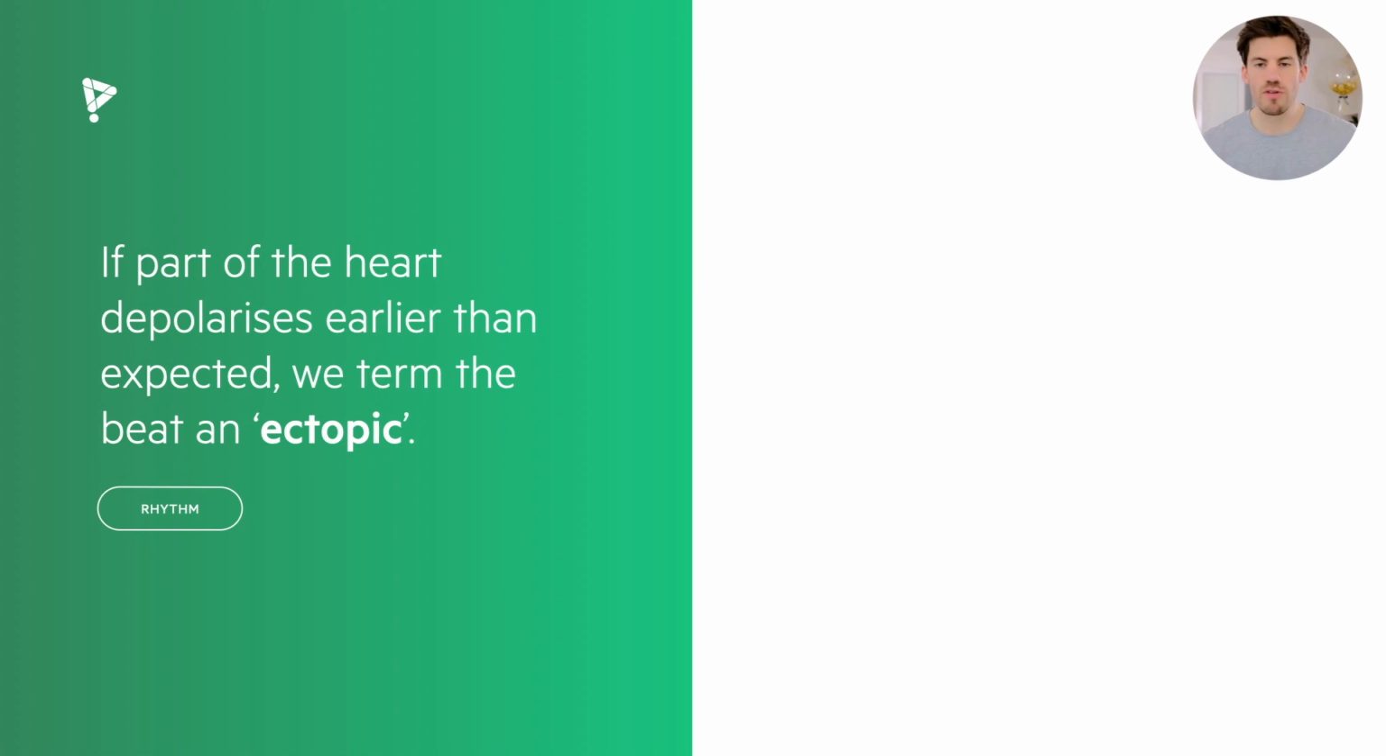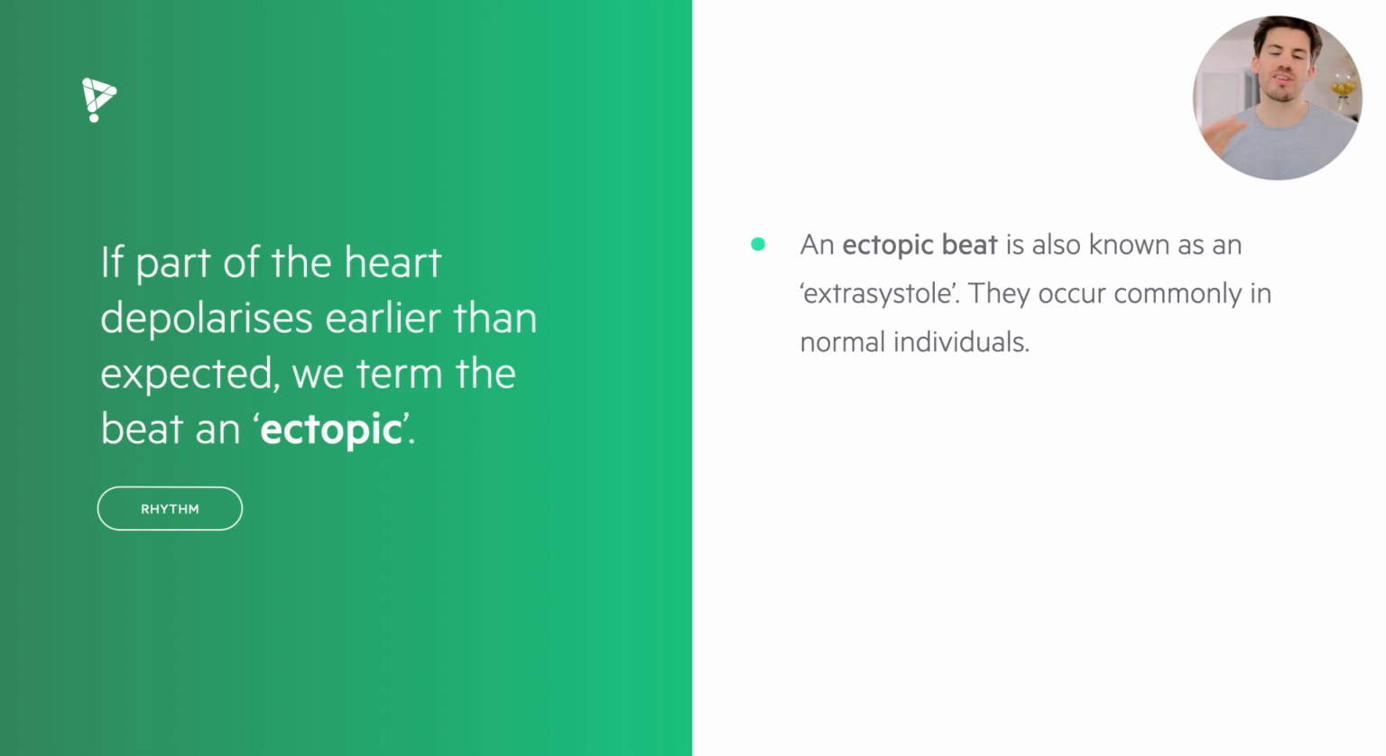The final thing to think about with a rhythm is if part of the heart depolarizes earlier than expected, we term this beat an ectopic. Remember, with our hierarchy of spontaneous depolarization, the sinoatrial node always undergoes depolarization first. If that fails, the atrioventricular node will depolarize first. And if that fails, we then have the ventricular system, which depolarizes. So the SAN activates the AVN, which activates the ventricles. If one of those depolarizes abnormally earlier, we get an extra beat, an ectopic beat, and we can see that on the ECG.